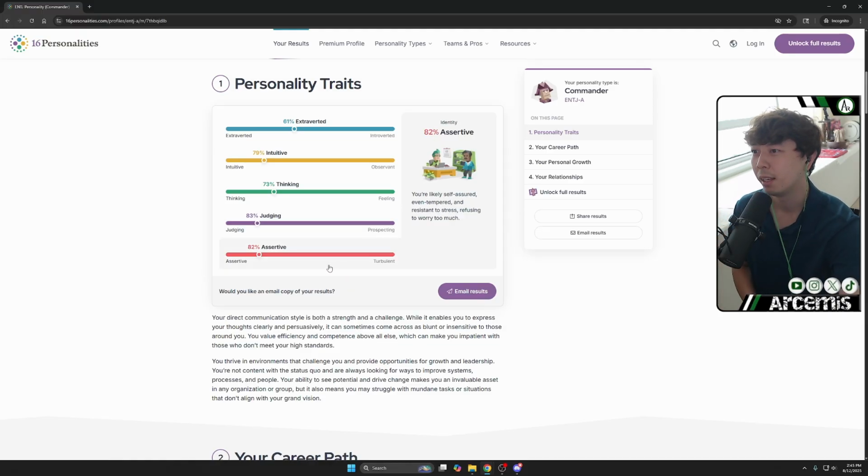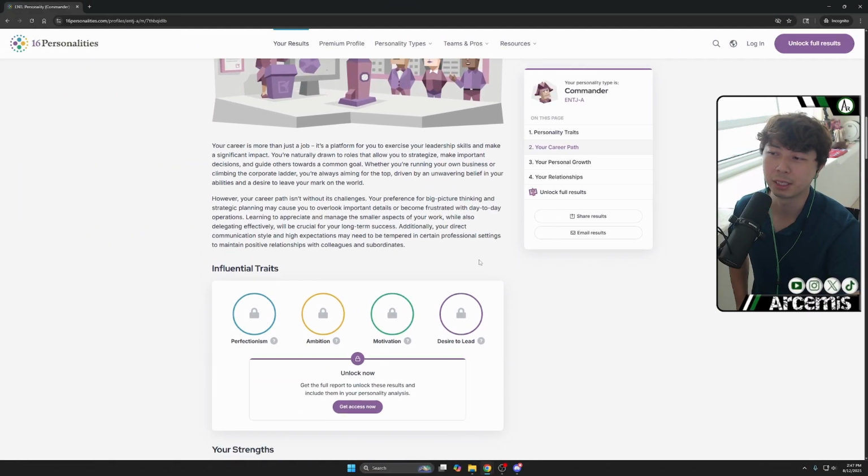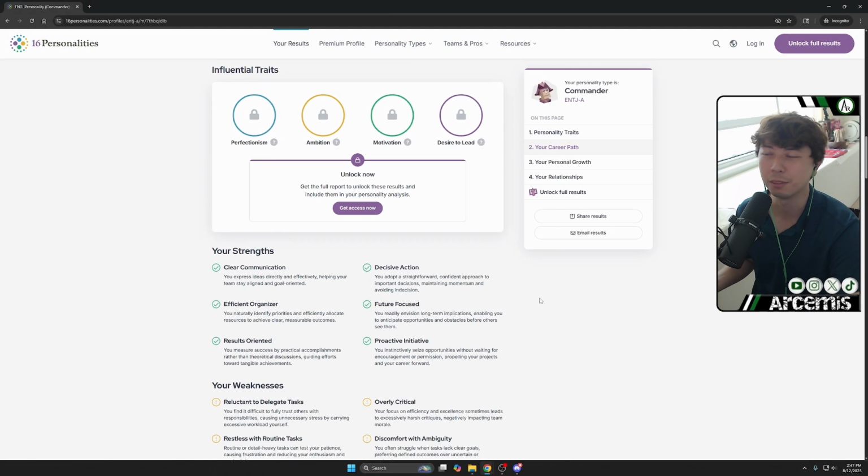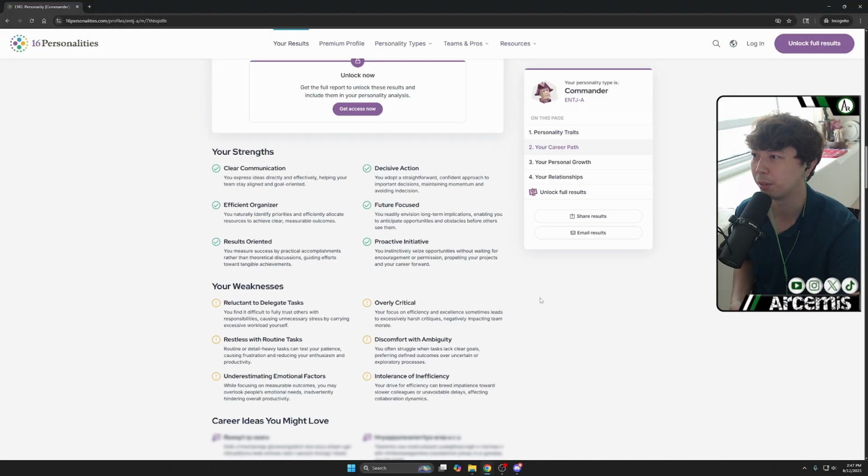83%. Assertive over turbulent. You're likely self-assured, even-tempered, and resistant to stress, refusing to worry too much. At 82%, I think that's pretty fair. So yeah, for me, I think this is pretty accurate. I thought the career path part was gonna give you examples of different jobs or careers, but it doesn't seem to be the case after briefly skimming through it.